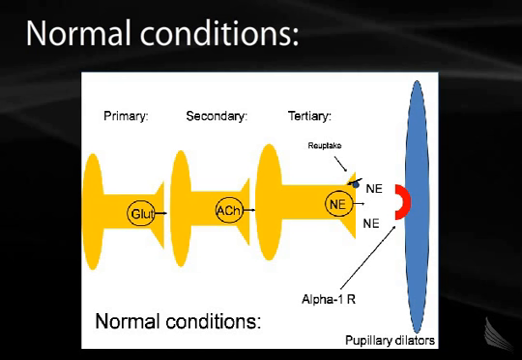Another important feature of this system is that the norepinephrine secreting neuron, like all adrenergic neurons, has a reuptake system which can be manipulated pharmacologically. So this is the normal course of events to cause pupillary dilation.